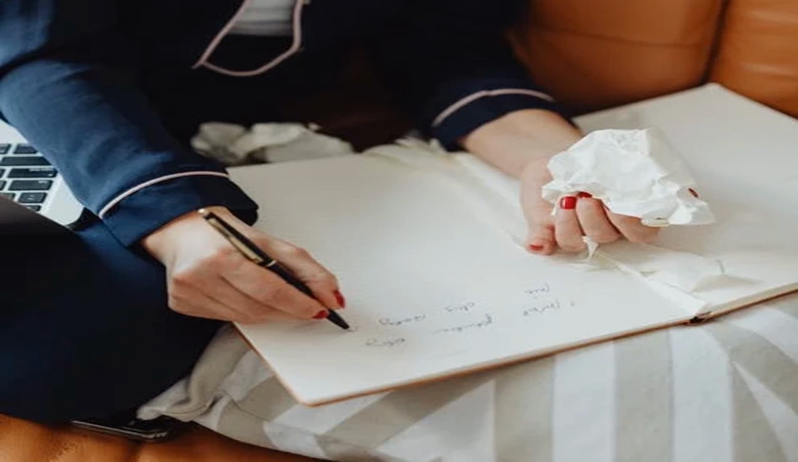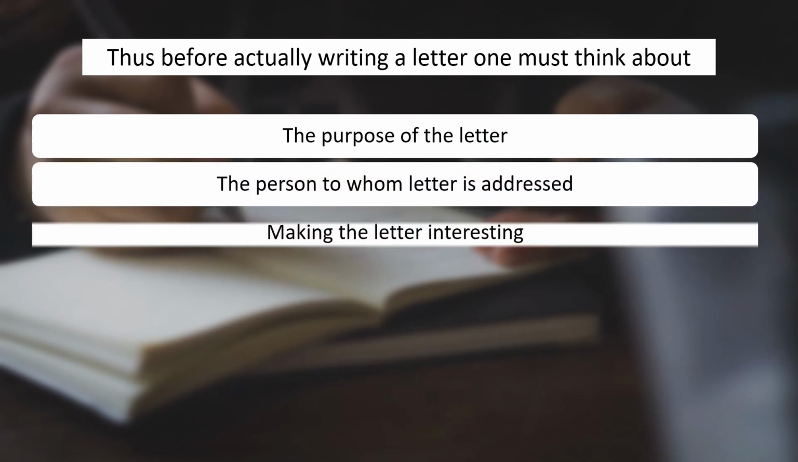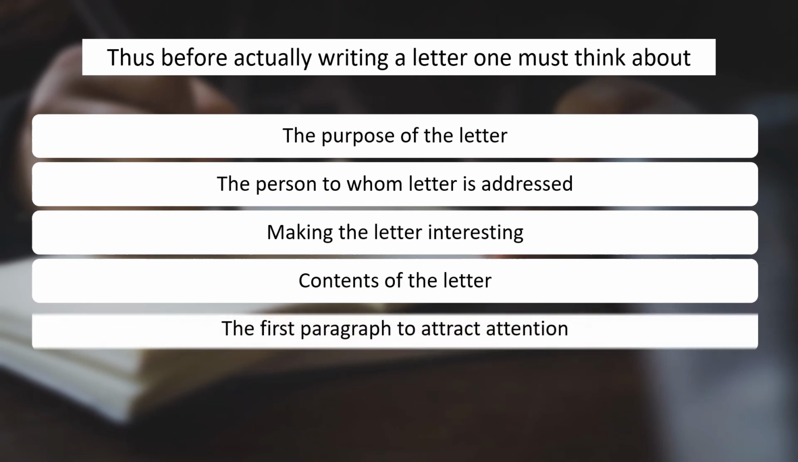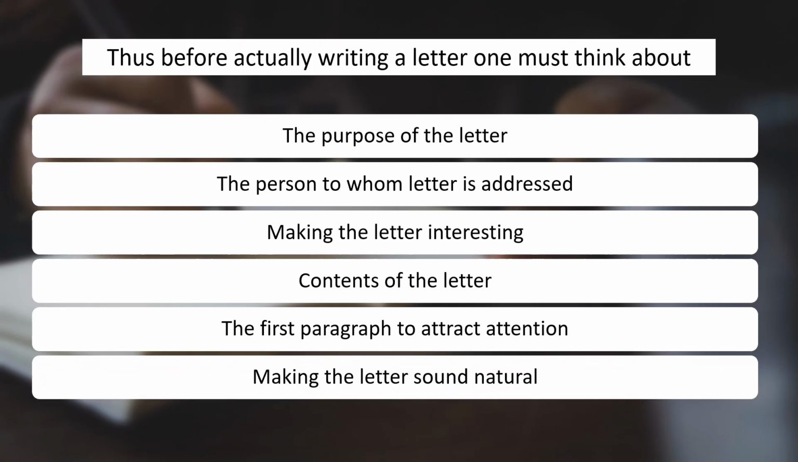Therefore, before writing, one should clearly think about the purpose of the letter, the person to whom it is addressed, making the letter interesting, contents of the letter, the first paragraph to attract attention, and finally, making the letter sound natural. This brings us to the end of part 1 of this 2-part video series.